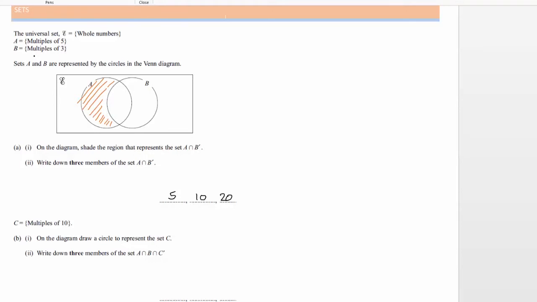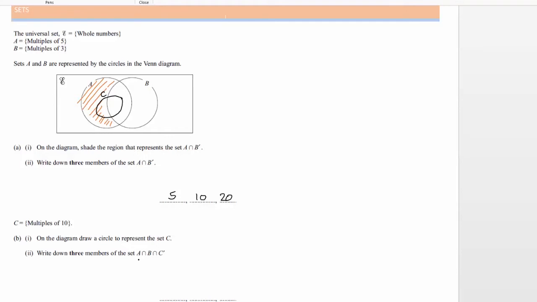Now let's think about it in context with set A and set B. All multiples of 10 are multiples of 5, so C is completely within A, but not all multiples of 10 are multiples of 3. So it overlaps with B, but it's completely within A. Putting those two things together means that C must be something like that. Again, it's a topological diagram, so the size of them does not matter as long as their relationships with other sets is correct.